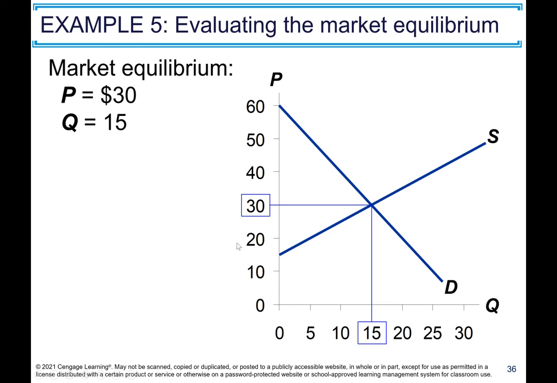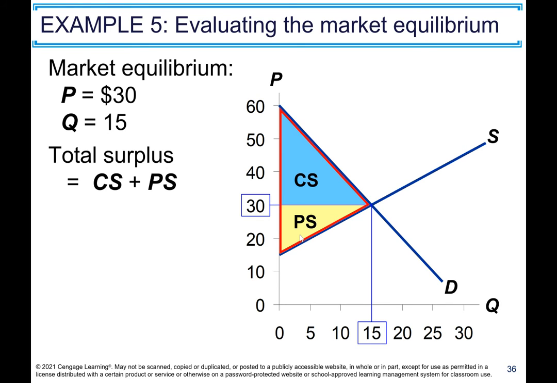Market equilibrium. Equilibrium price is $30. Equilibrium quantity is 15. The blue triangle is the consumer surplus. The yellow triangle is the producer surplus. Total surplus is the consumer surplus plus producer surplus.